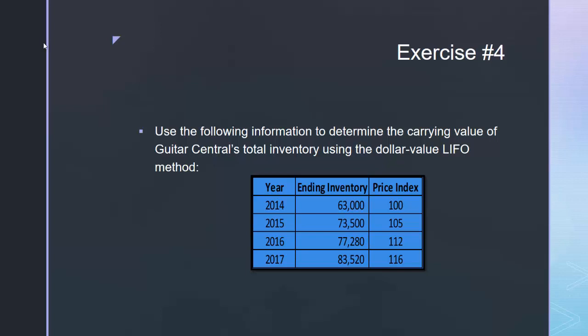In 2016, we have a price index of 112. That means goods in 2016 cost 112% of what they would have cost 2 years earlier in 2014. So the price index compares the current year back to the base year, and our base year in this case is always 2014.